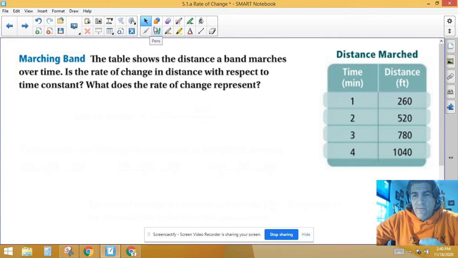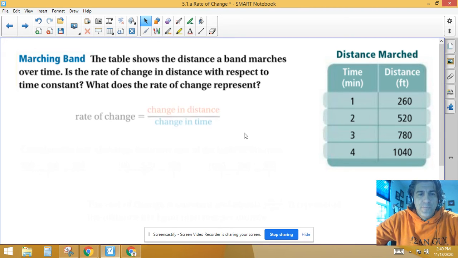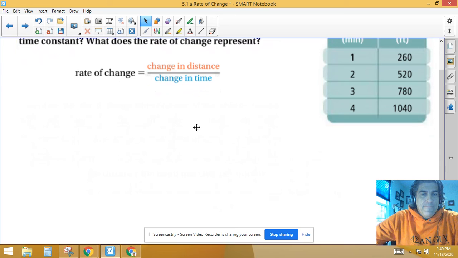So now not only are we going to find the rate of change, I want to figure out what it actually means here. So the first thing we're going to do is identify the rate of change, which would be the change in distance, which is dependent, over the change in time, which is independent. Time is almost always going to be independent, and maybe we'll talk about when it won't be, but for now, it'll be independent.